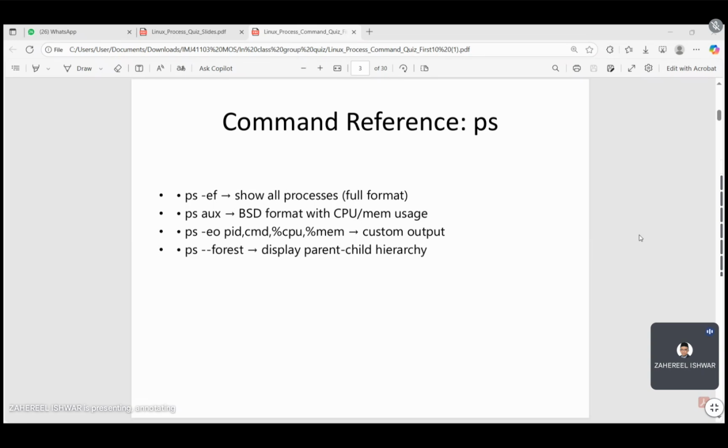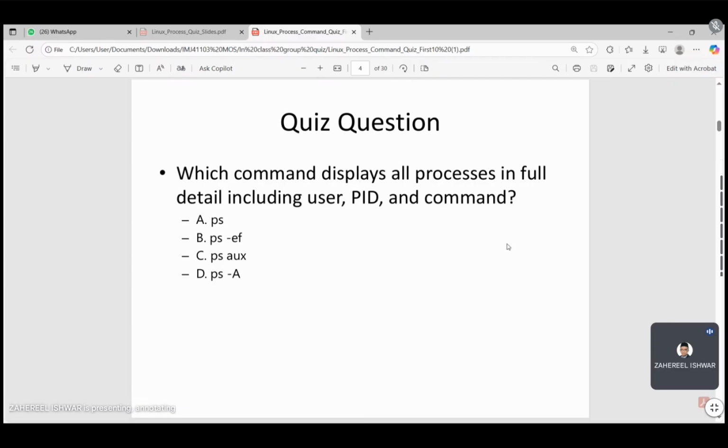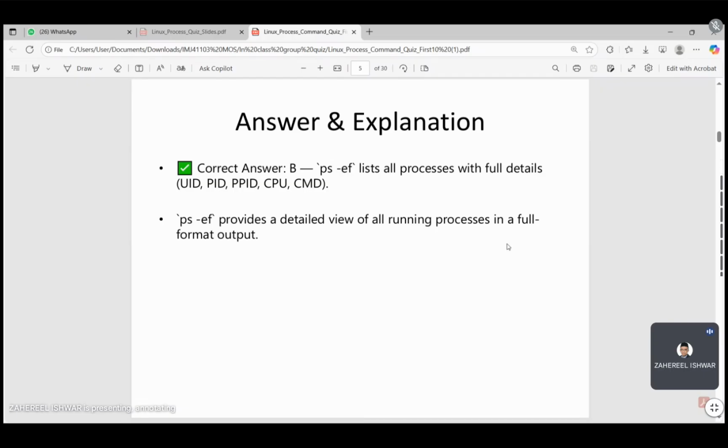Yeah, so what do you see? ps minus eo. You get custom output, so you can set what information about the process you want to display, right? And then ps minus forest just gives you a hierarchical display of the processes. All right, enough of talking. Now, which command displays all processes in full detail, including user, PID and command? You guys know the answer already, right? ps minus ef for that. It provides a detailed view of all running processes in a fully formatted output.